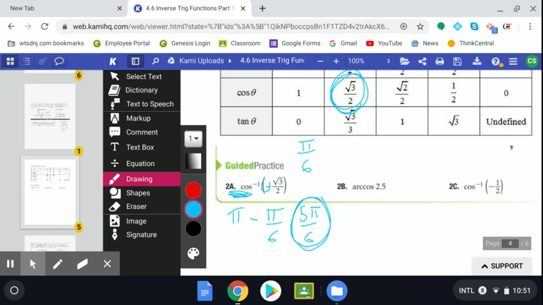Okay. Now for arc cosine 2.5, we have a problem, because the domain is not between -1 and 1, so this one does not exist.